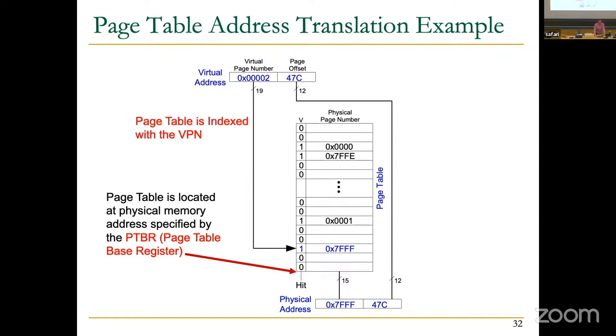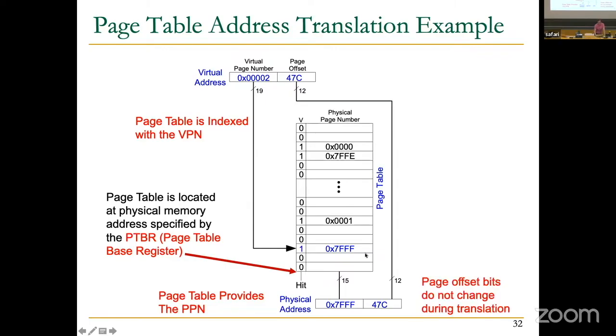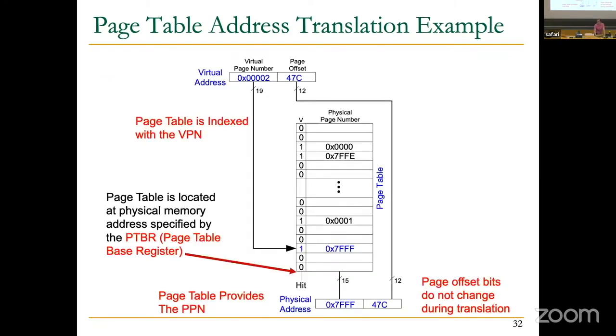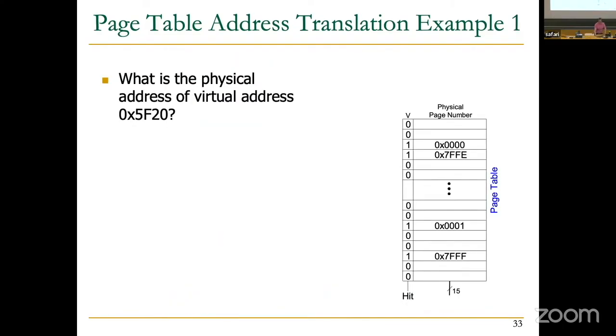Basically, the page table is indexed with the VPN, the virtual page number. The page table provides the PPN, which is the physical page number, which is, in this case, 0x7FFF, and it's valid. So the translation is basically concatenating the page offset with the physical page number. Right? So the page offset bits don't change during translation, as expected. Makes sense, right?